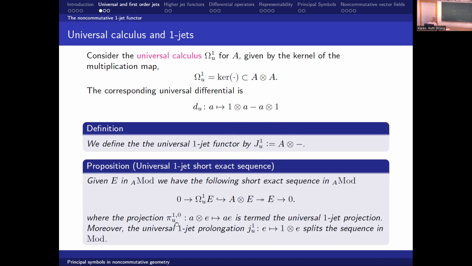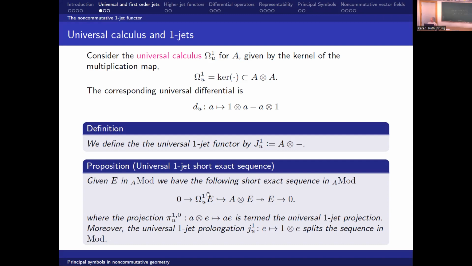And this comes equipped with everything you would want a jet to have, namely this universal one jet projection and universal one jet prolongation. So this prolongation will split this short exact sequence in mod. This is just the category of K modules now. And of course, this pi map here is just this action on the left.